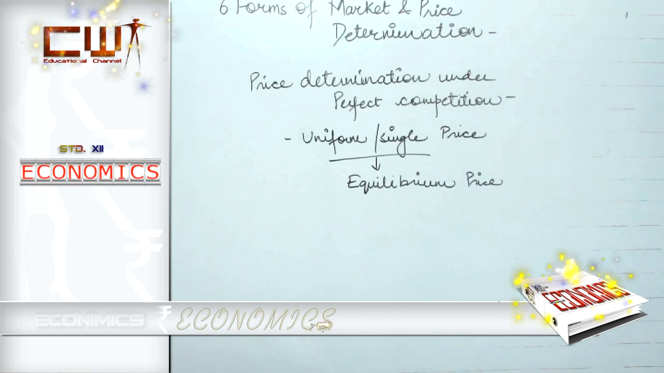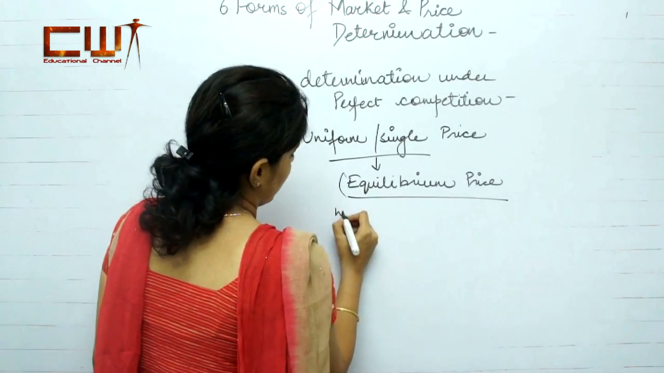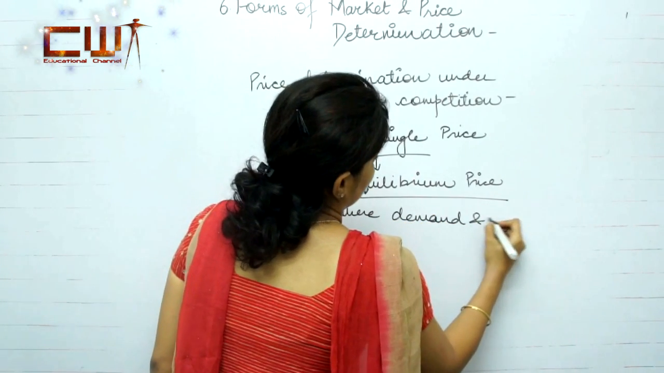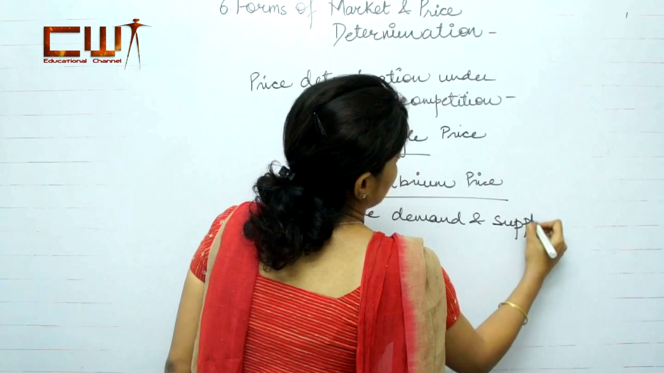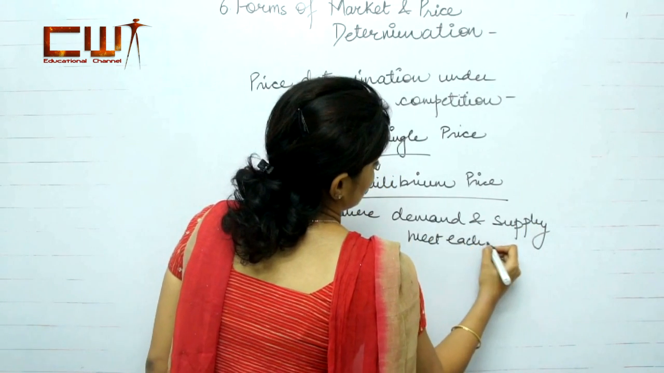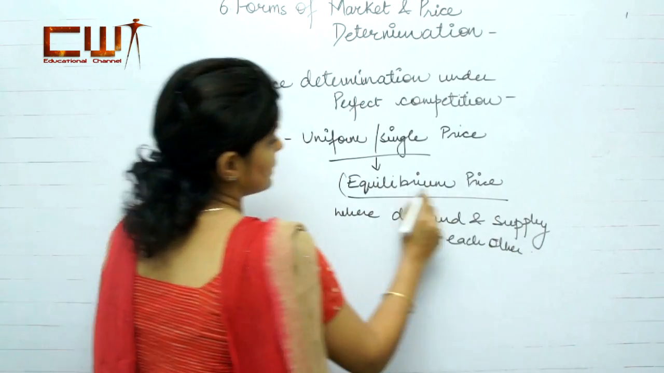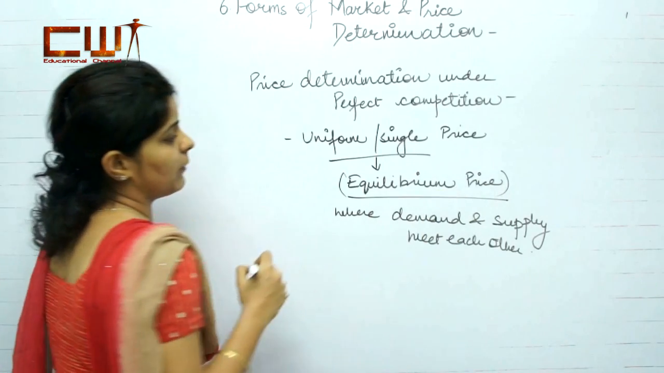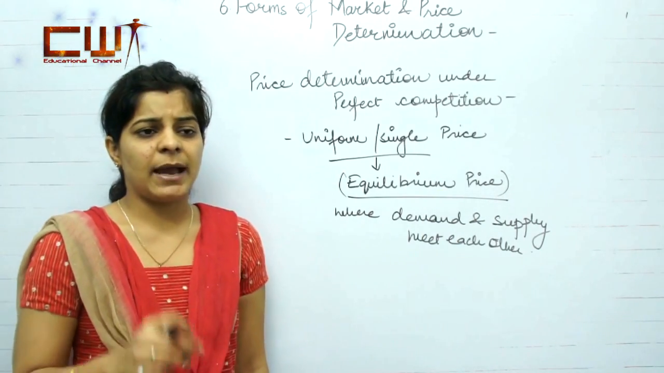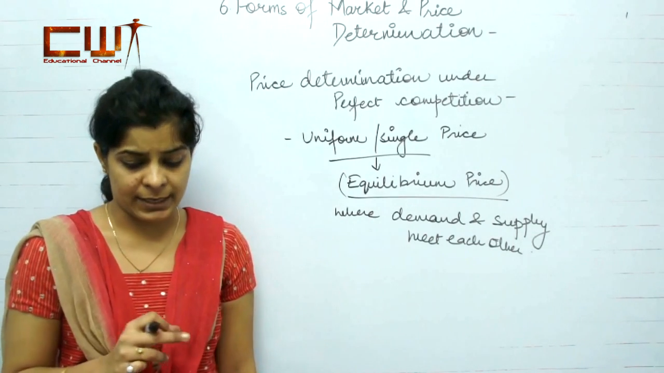Again, what is the equilibrium price? It is where demand and supply meet each other. Where the forces of demand and supply meet each other, that is known as the equilibrium price. Now the buyer wants to buy at the lowest price and the seller wants to sell his commodity at the highest price.